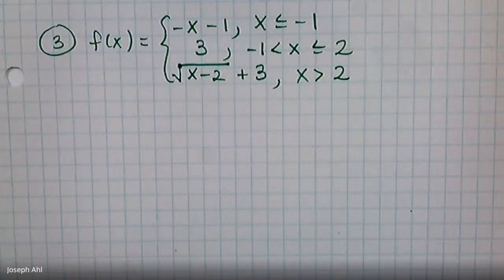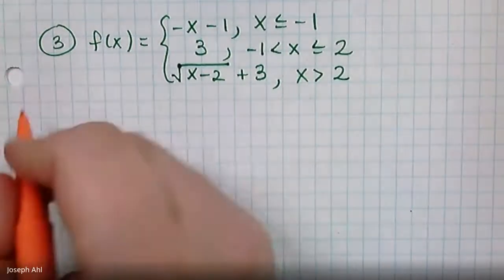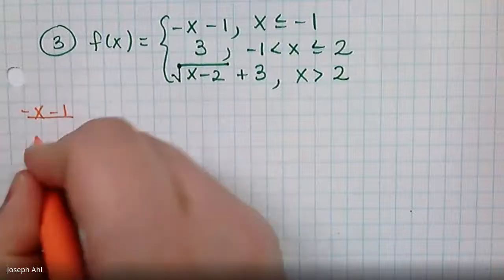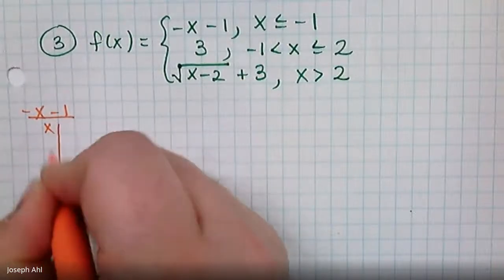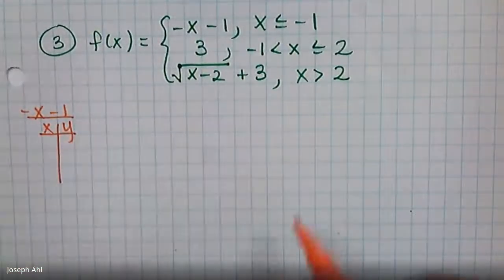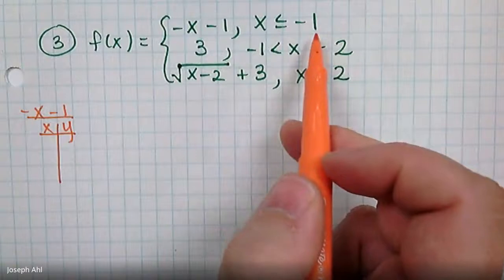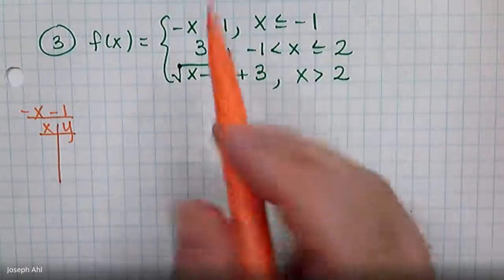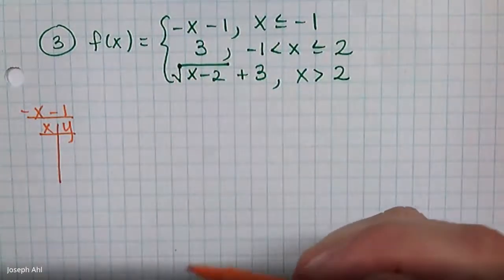So again, go ahead and try this. If you want to give it a shot, you need a table for -x minus 1. Pick those values of x that are less than or equal to -1 and do the same thing for the others. I'm going to start filling in my answers though right here.